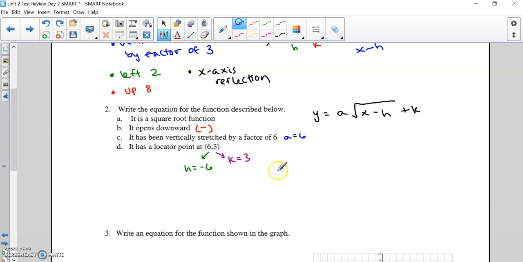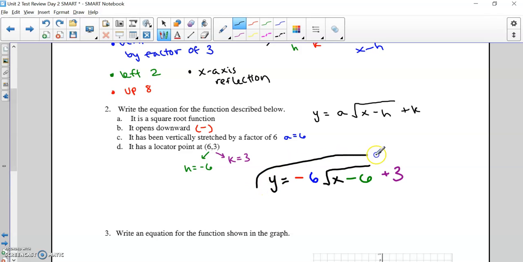All right, so now we're ready to write our equation. We have a negative sign up front. Our a value is 6. We're just following this and filling in the pieces. Times the square root of x. Our h is negative 6, so we're going to do a minus 6. And then k is positive 3, so we'll do a plus 3. And then you're done.